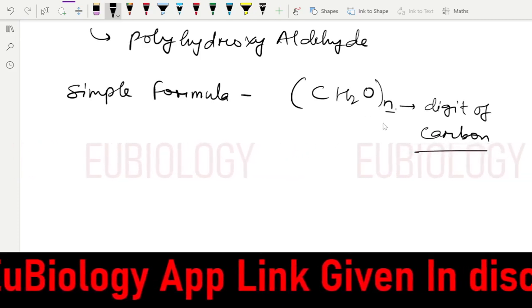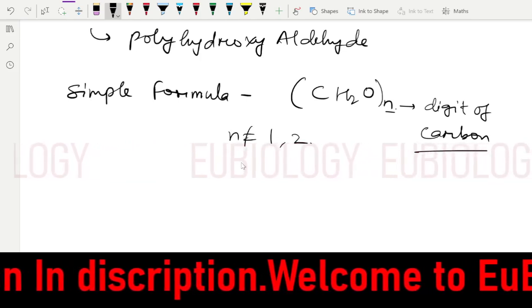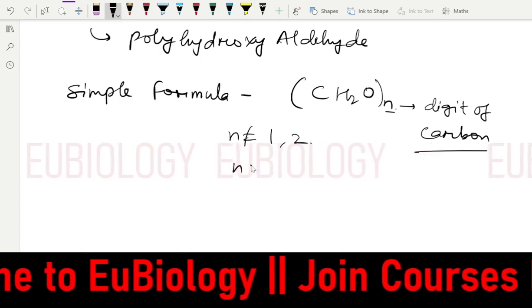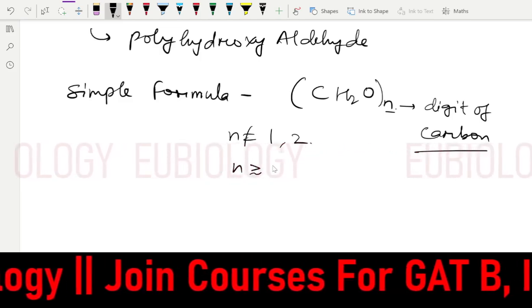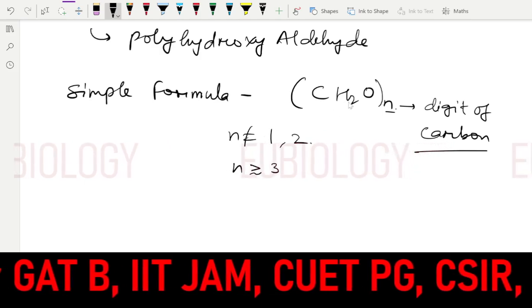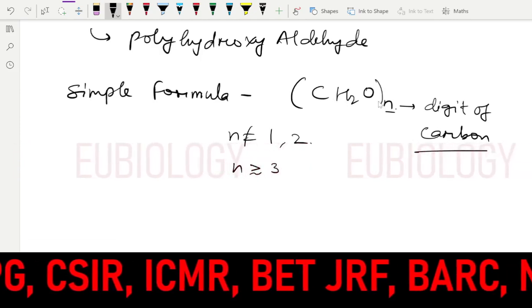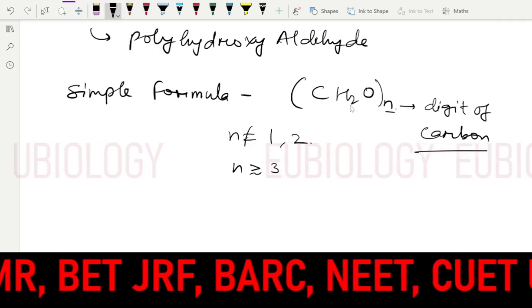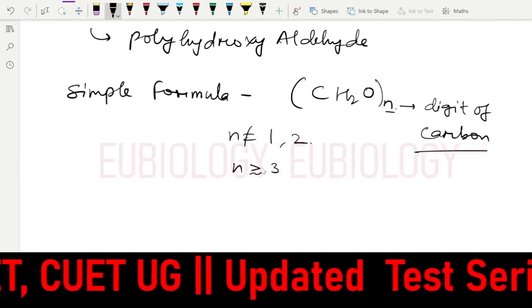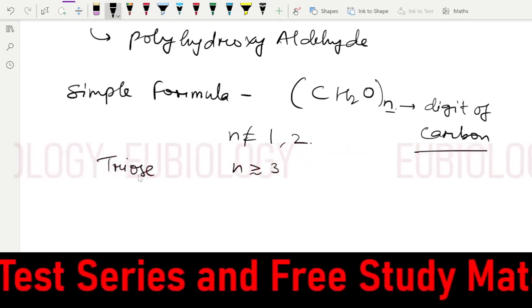So can we put one also? n cannot be equal to one or two, and should be greater than or equal to 3. There is no carbohydrate like CH2O or C2H4O2. That type of carbohydrate does not exist. So the simplest form of the carbohydrate is triose only.